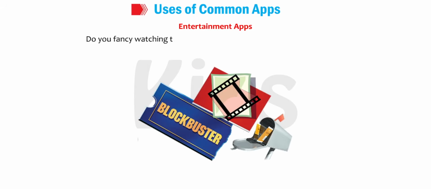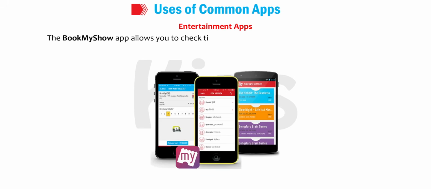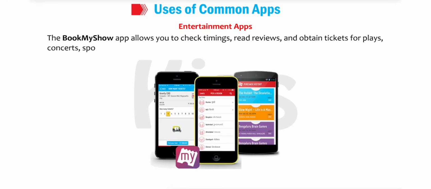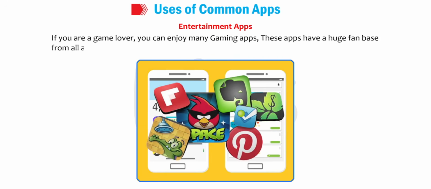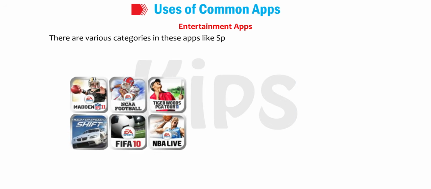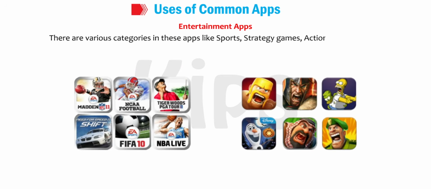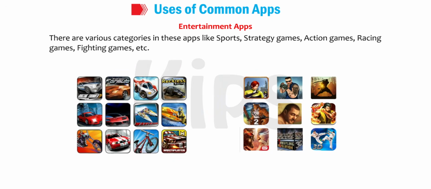Do you fancy watching the latest blockbuster at your favorite multiplex? The BookMyShow app allows you to check timings, read reviews and obtain tickets for plays, concerts, sports and many other events. If you are a game lover, you can enjoy many gaming apps. These apps have a huge fan base from all age groups. There are various categories in these apps like sports, strategy games, action games, racing games, fighting games, etc.